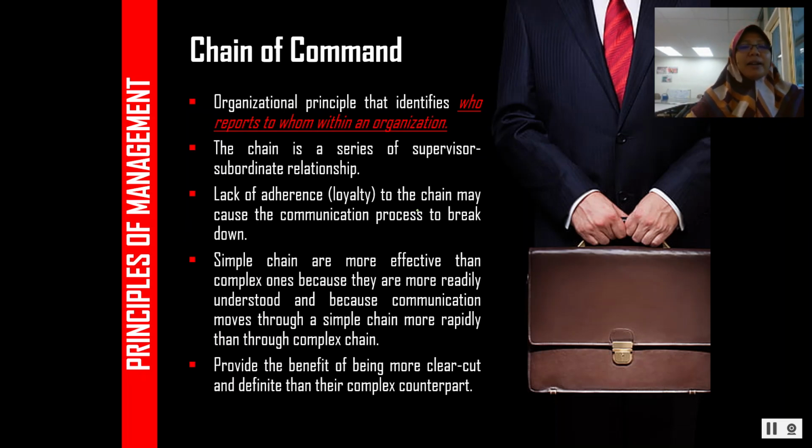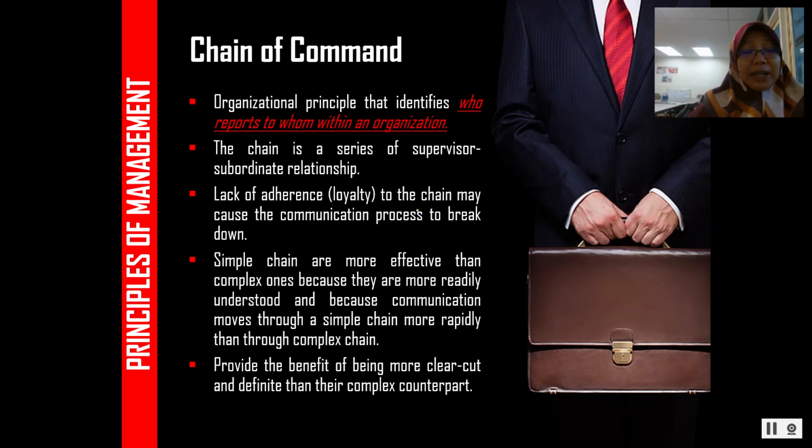Okay, so the next part is chain of command. So what is chain of command? Chain of command is an organizational principle that identifies who reports to whom within an organization. Previously, we have shown you the span of control and the organization chart, how many subordinates a supervisor can supervise. But this one is who reports to whom within an organization. So this is a chain or series of supervisor-subordinate relationships.